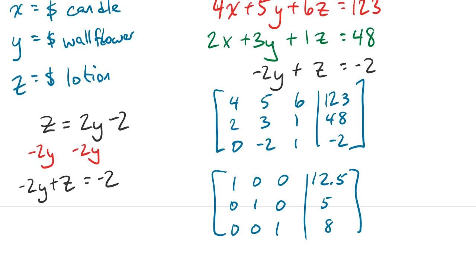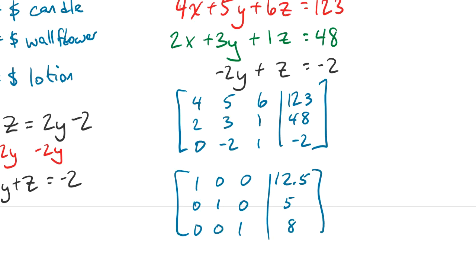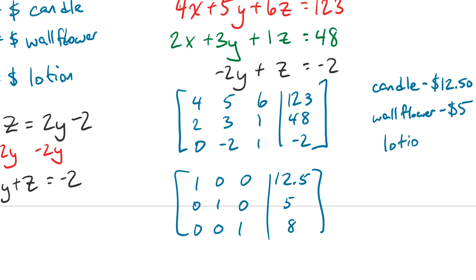So that means our final answer: the candle costs $12.50, the wallflower costs $5, and the lotion costs $8. And now we are done.